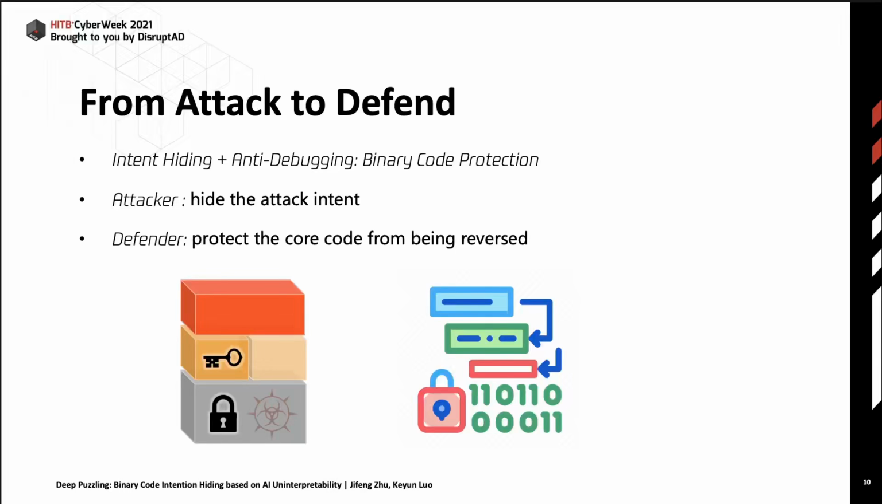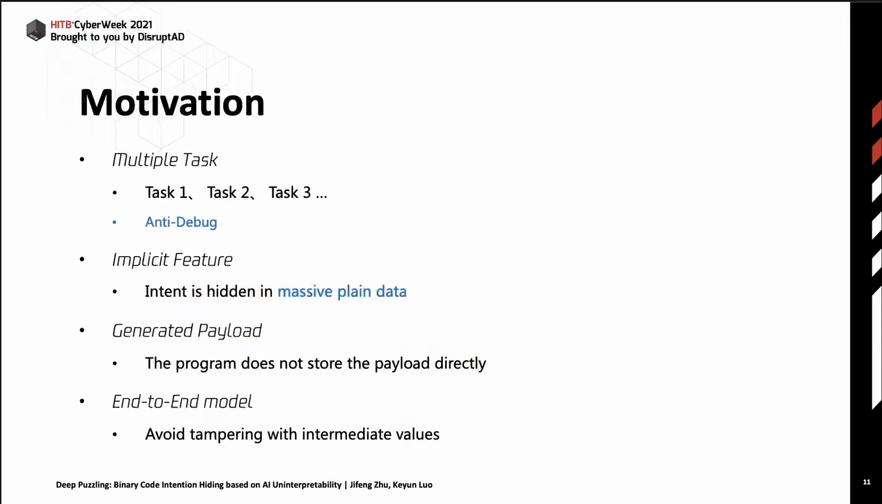We have studied some possible improvements. The motivations can be these. The first is to perform multitasking, so that some of the tasks can be anti-debugged, while the main work can continue. The second is to use implicit features. Hide the intent in a large amount of plain data. This will greatly increase the enumerated space for guessing.